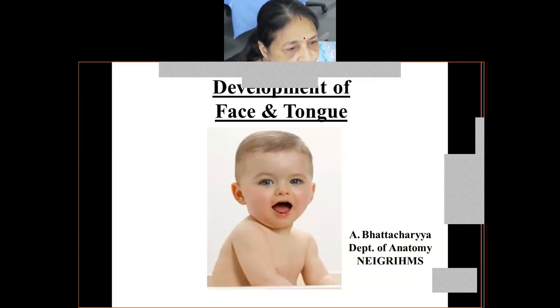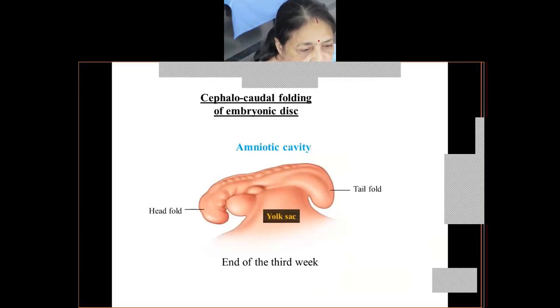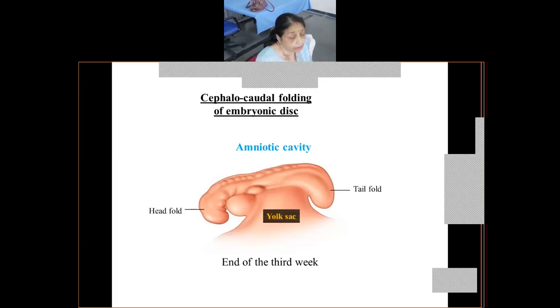Okay, so today I will take the development of face and tongue. That will be developing from the primitive stage, from a cavity known as the primitive embryo, and also from the area known as stomodium.